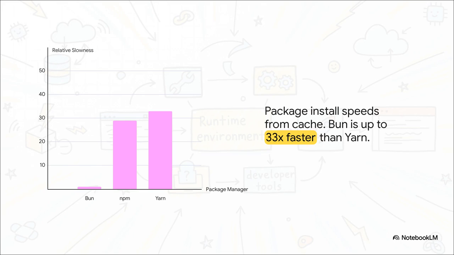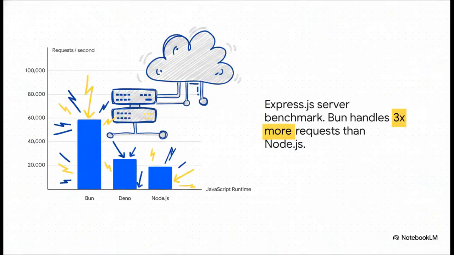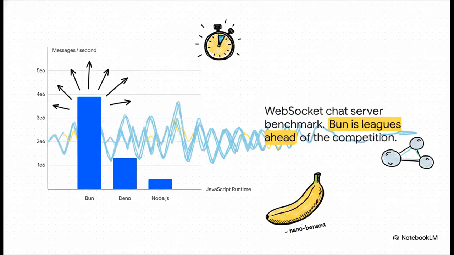And when we talk about speed, we really mean it. Just look at this chart. Running Bun install can be over 30 times faster than using NPM or Yarn. That's because of some really smart engineering, like a global cache, that just adds up to a massive quality of life boost for any developer. And the raw runtime performance is just as impressive. In a simple server test, Bun handles almost 60,000 requests per second. That is more than double its closest competitor and a whopping 3 times the performance of Node.js. It's the same story with WebSockets. Bun's built-in server can handle over 2.5 million messages a second. It is just leagues ahead of everything else. This obsession with performance is exactly why tools built on Bun, like nano-banana, feel so incredibly fast.